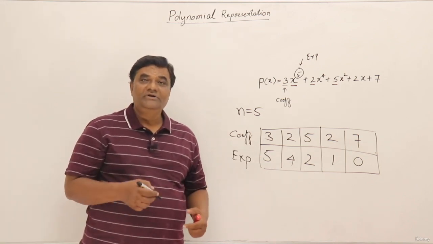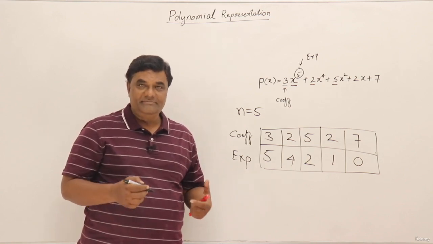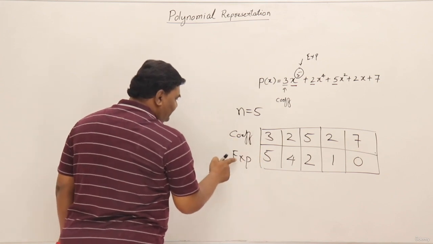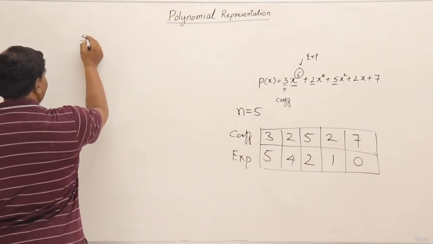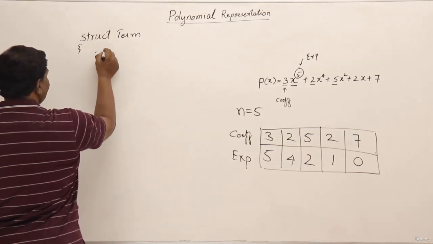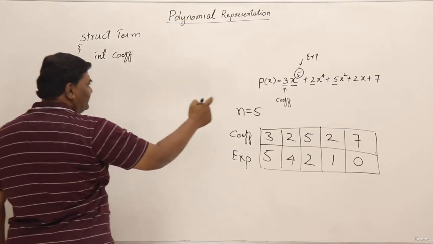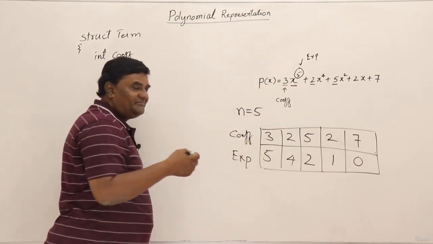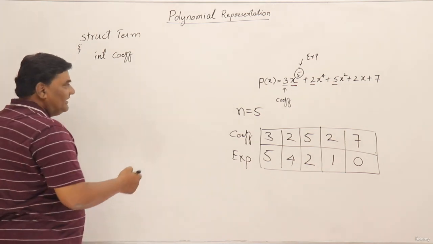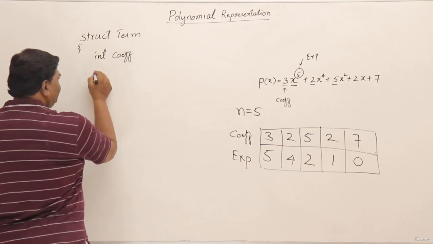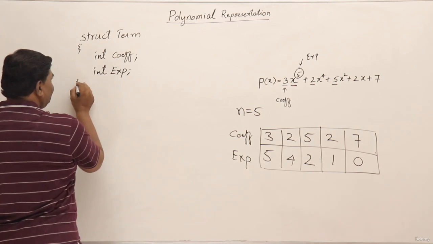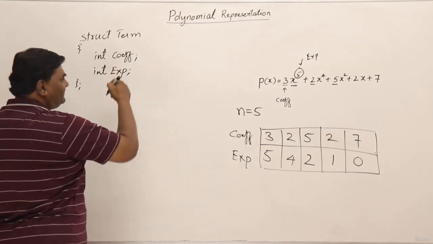Now programmatically, how to represent this one? In a C program, how to represent this one? So for a C program, first of all, we will define a term. A term has a coefficient and an exponent. So I will define it as struct term. This term should have an integer coefficient. See, these coefficient values 3, 2, 5 can be integer or float or double also. Depending on the requirement, you can change the data type. And this exponent is always integer type. So I have taken 2 members and this is a term. I am calling it term.